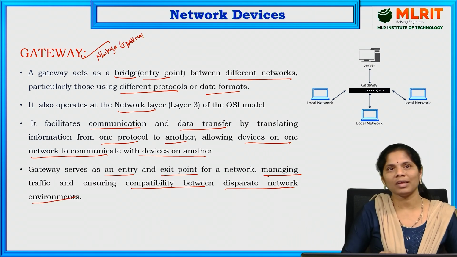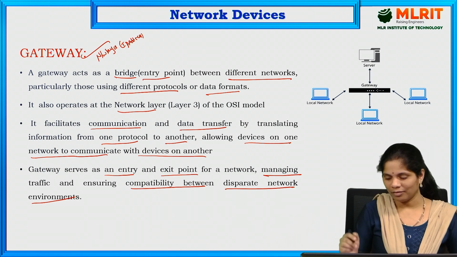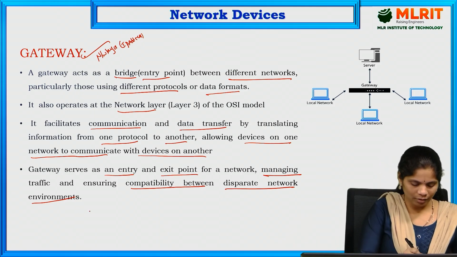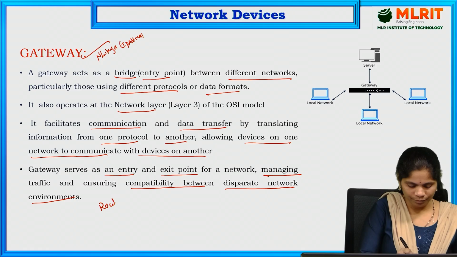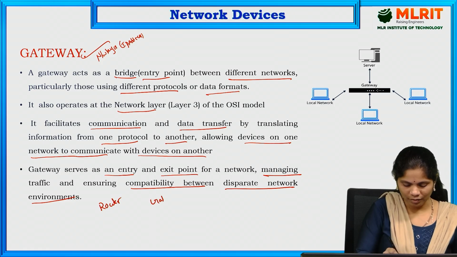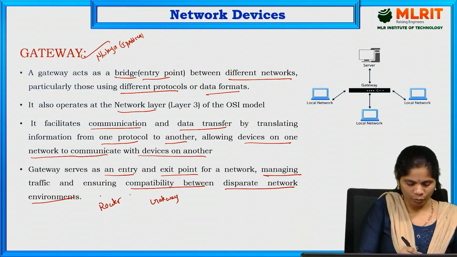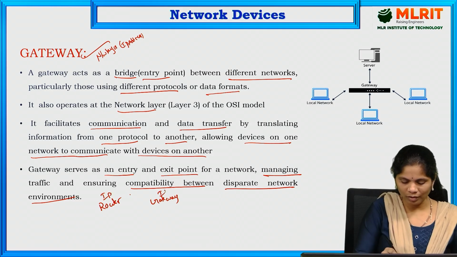We are going to use the gateway. For understanding this, suppose the main difference between the router and gateway. See here, this is the router and this is the gateway. Assume these two come under the network layer only, right? So in both devices, we are going to use IP address.